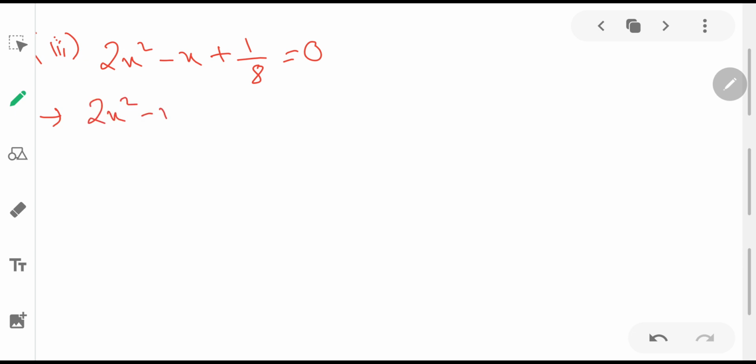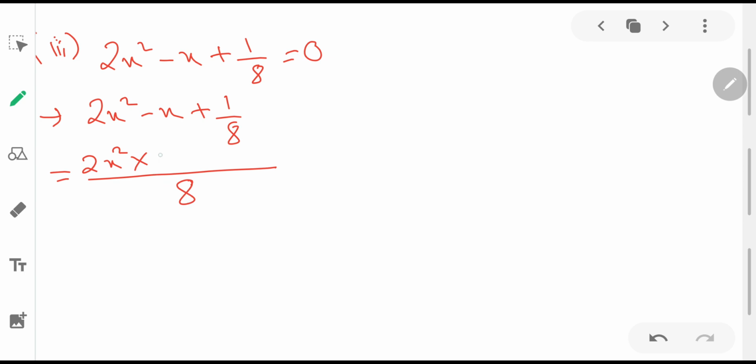Let us go to the next problem, which is question number 3. So, question number 3 is 2x square minus x plus 1 by 8 equals to 0. So, at first we will write the problem: 2x square minus x plus 1 by 8. Now, you can just take the LCM, which is 8. So, 2x square into, in down we do not have anything, means we have 1.